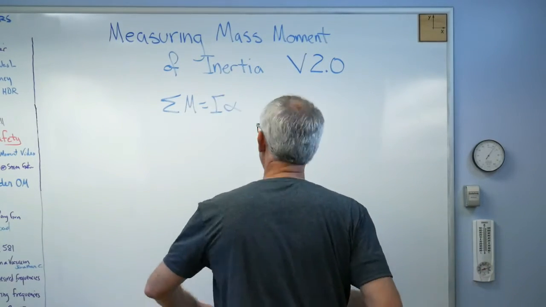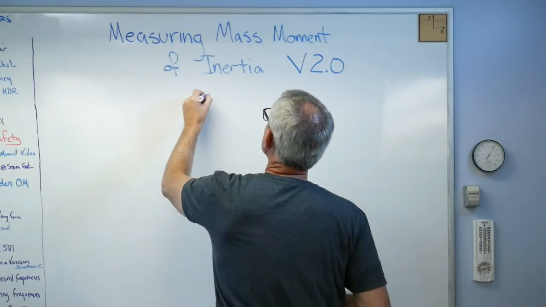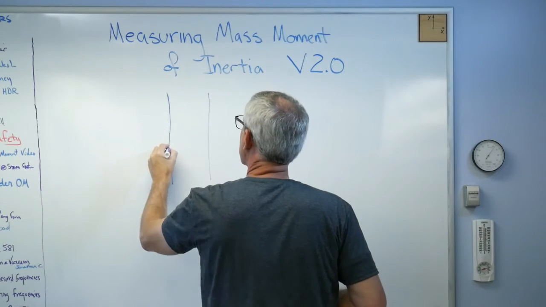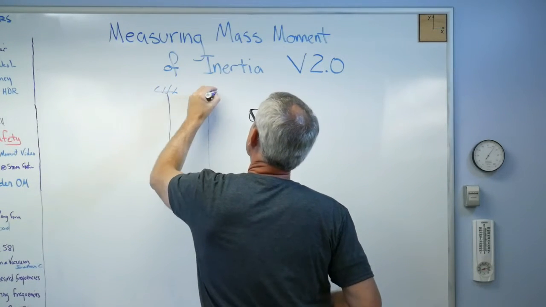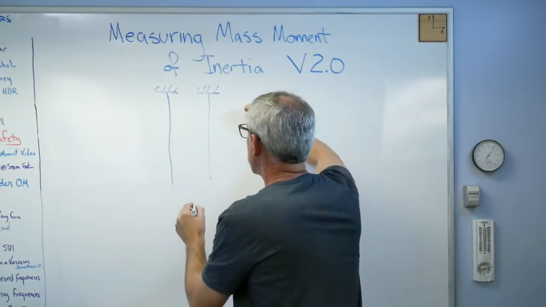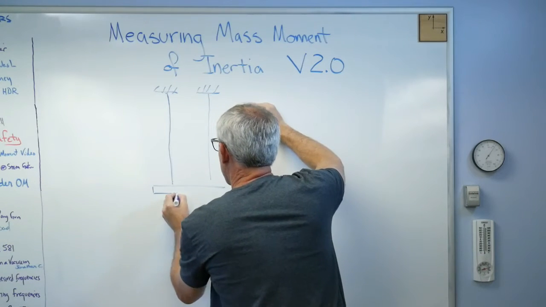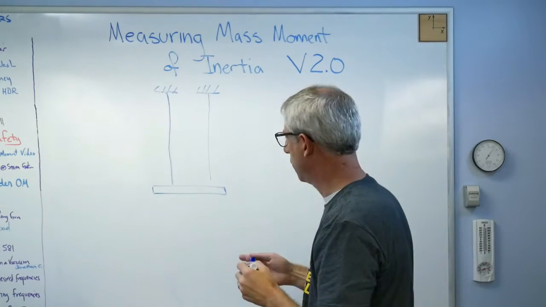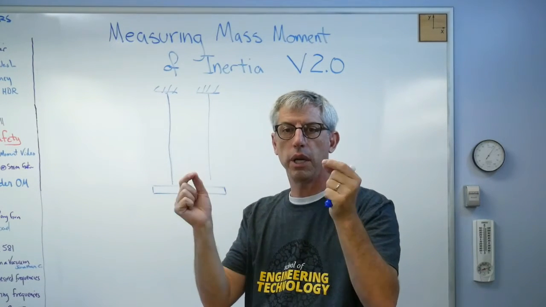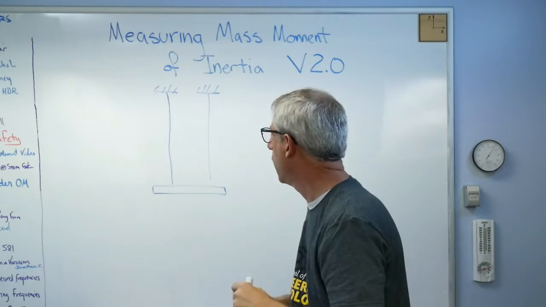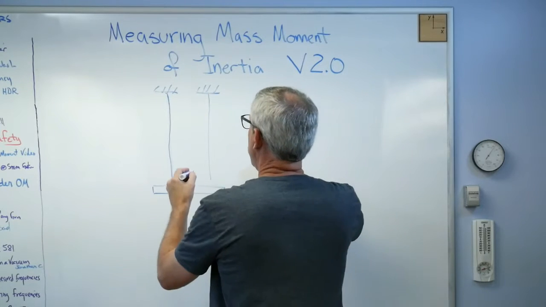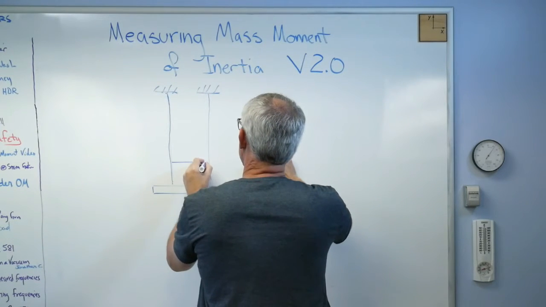If I hang an object from two strings, there's one, there's the other, and some fixed mount up here, the ceiling, or some bracket or a frame or something, and I have some object down here. If I take that object and I rotate it this way and let it go and let it oscillate back and forth, I'll get a period. If I know what that period is and I know some geometry here, I can figure out the mass moment of inertia. So let's get the geometry down.